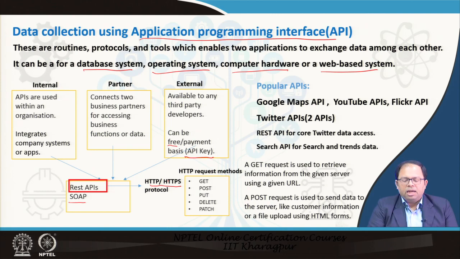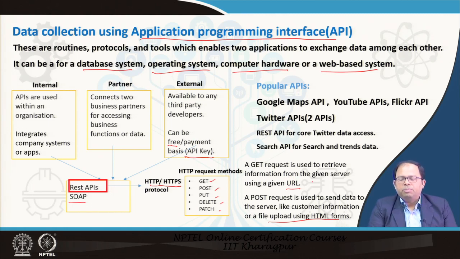So this is how this could be done, and there are different HTTP request methods such as GET, POST, PUT, DELETE and PATCH. A GET request is used to retrieve information from the given server using a given URL, and a POST request is used to send data to the server, like customer information or a file upload using HTML forms. So we can either get certain data from that particular server, or we can send data to a server. Server means the program with which we are talking; the API is there on a particular server, and we are accessing it with a URL.